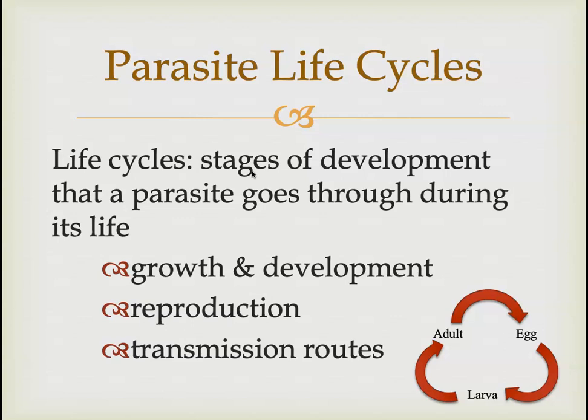Okay, as part of this overview lecture, I need to introduce this concept of the parasitic life cycle to you. So a life cycle, just like every living thing has a life cycle, these are the stages of development that a parasite goes through during its life. So this involves the growth and development, the reproduction, and how it's transmitted. And here's a very simple schematic of an example of a life cycle. So it might start out as an egg, then a larva would develop into an adult, adults would lay eggs, eggs would hatch out larvae, and so it would continue.